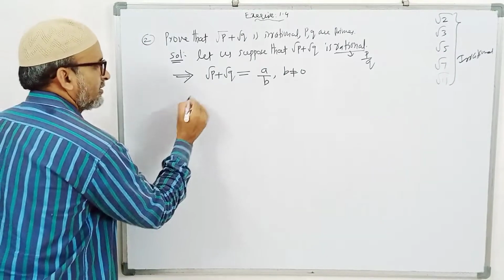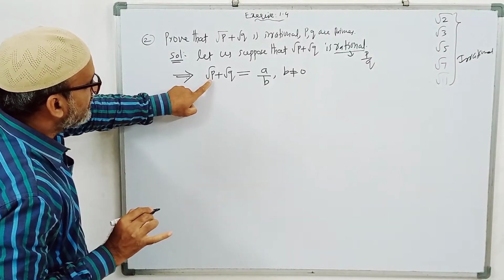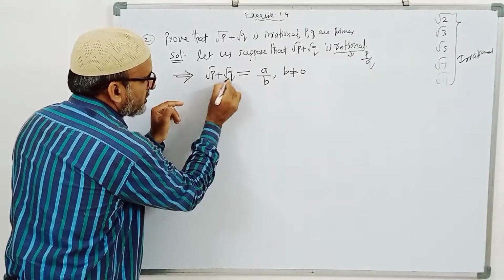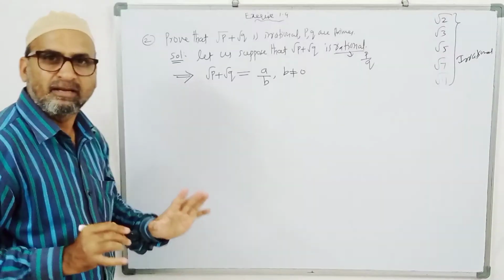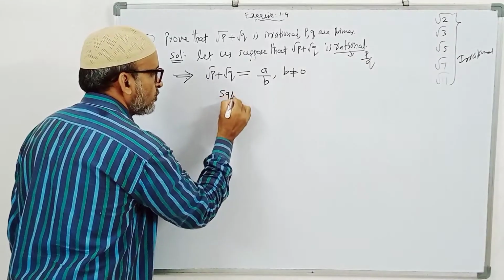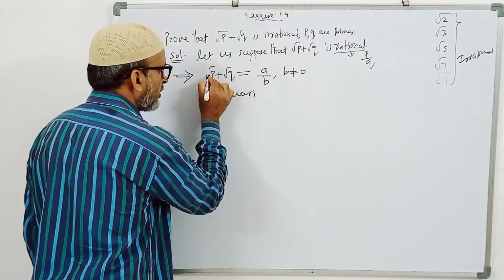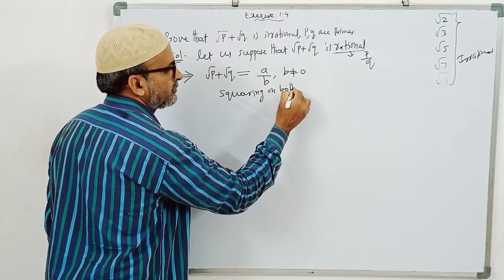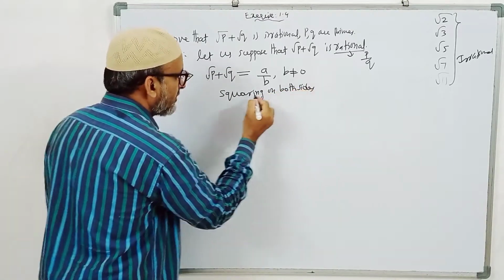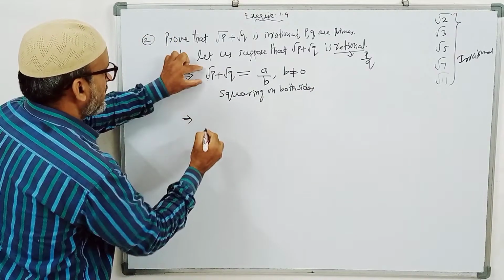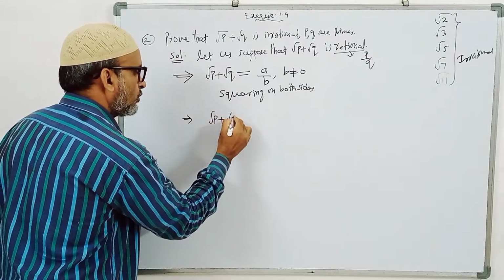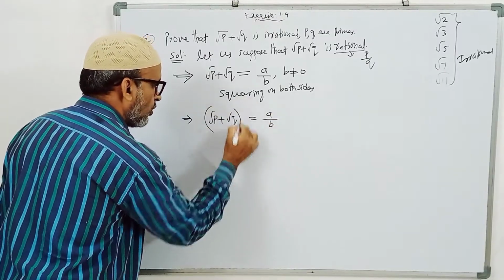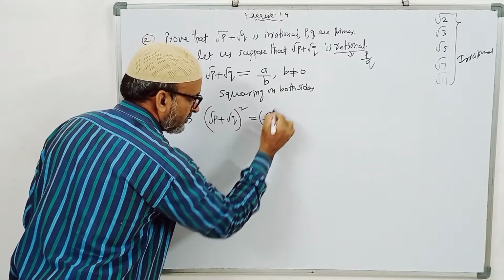Now, whenever two roots are being added, we should write one step: squaring on both sides, to remove the square root. Implies, the question, root P plus root Q is equal to A by B. Squaring means whole square on both sides. That is the meaning.